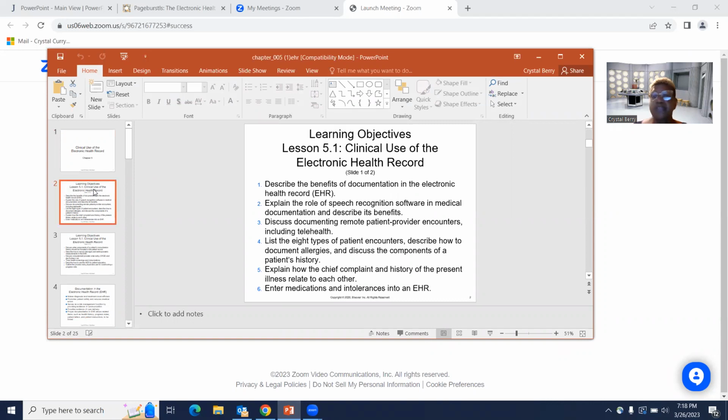The objectives that will be covered in this section: describe the benefits of documentation in the electronic health record. EHR is the electronic health record. Explain the role of speech recognition software in medical documentation and describe its benefits. Discuss documenting remote patient-provider encounters, including telehealth. List the 8 types of patient encounters. Describe how to document allergies and discuss the components of a patient history.